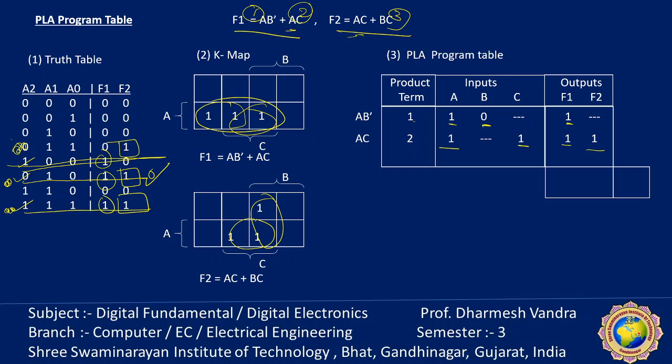A programmable PLA, let's take another. The third case is BC, when B and C equal 1, and it is also part of F2. So there are three distinct product terms: AB dash, AC and BC. The circuit has 3 input lines and 2 output lines. So this is called a PLA table, and it is useful to implement combinational circuits.